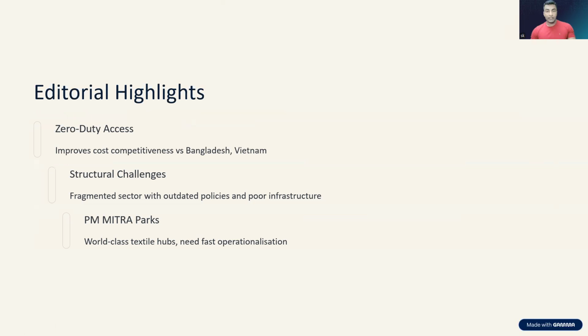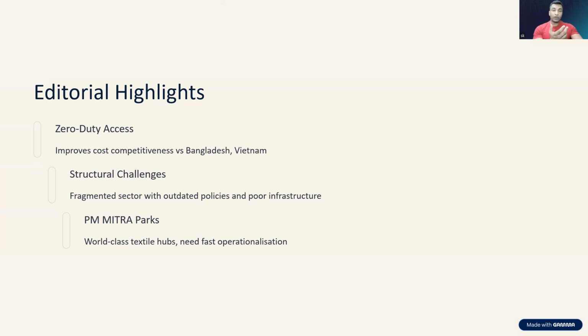Zero duty access basically means this agreement allows Indian textile products to enter the UK market without any import duties, significantly lowering the cost. And once the cost is decreased, what will happen? That will increase the competitiveness of Indian products in the UK market. So that way it is positive. And this move is going to bridge the gap with rival countries like Bangladesh and Vietnam, who also enjoy similar benefits in the UK at this point of time. So this is going to give you that competitive advantage.